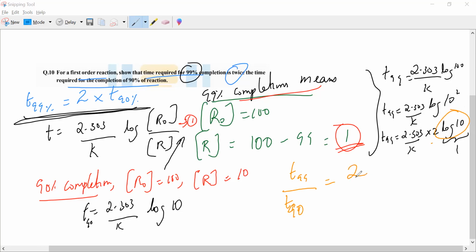So I'll be getting the ratio of 2 by 1. Because except this 2, everything will get cancelled. Except the 2 which are circled here, log 10 value is 1. This also will get cancelled. 2.303 by K will get cancelled. Everything will get cancelled except this 2. So it is nothing but 2 by 1. So this is nothing but T99 is equal to twice of the time taken by T90. So hence proved.